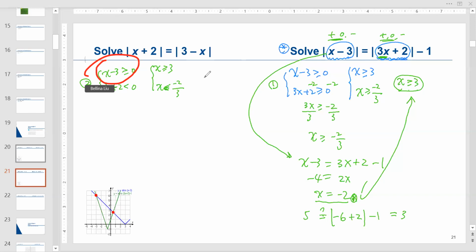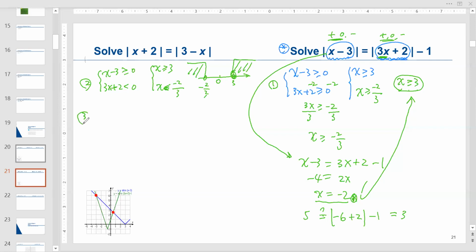So you can see graphing here. When you do graphing here, one of them is x greater or equal than 3, this part. And this one is x less than -2/3, this part. There is no overlap area. So it means no x can match this situation. So there's no x that can make x - 3 greater equal 0 and 3x plus 2 less than 0. There's no x exist. So this one has no solution either.